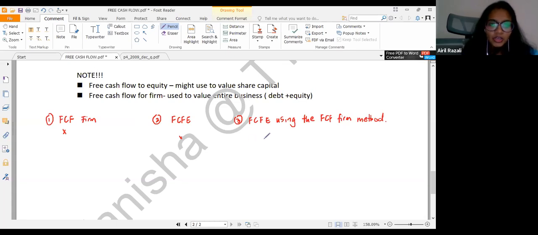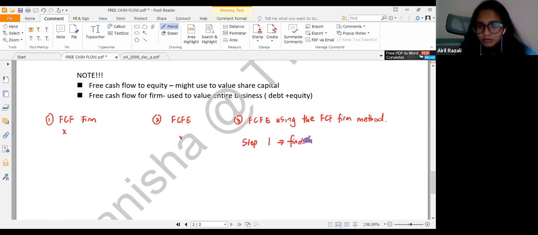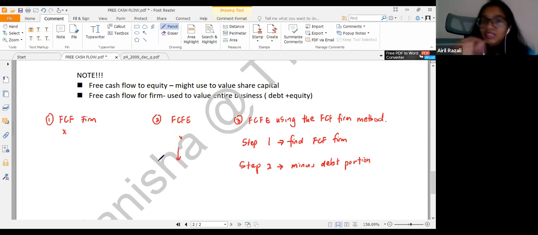What it means is that step number 1, find free cash flow to the firm. Step number 2, you minus the debt portion. That means minus total debt. Different, because in FCFE you just minus interest. But here, if you use the free cash flow to the firm method, you find the total value of the company minus the total value of debt, and you get total equity value.